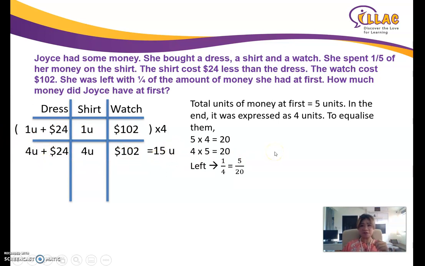So if that is 15 units, let me add everything together. So 4 units plus 24 plus 4 units plus 102 is equal to 15 units. I wrote them all over here. So how do I solve this equation from here?